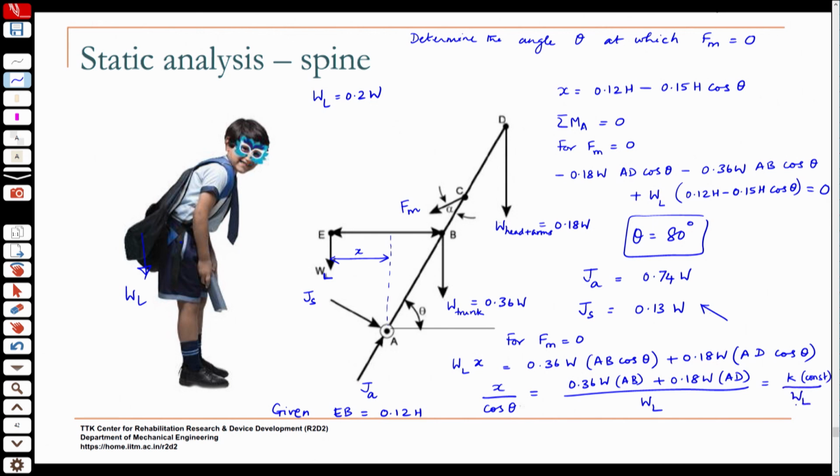So, if I want Fm to be equal to 0, and I increase the load in the backpack, what do I have to do? What happens to theta? Initially for WL equal to 0.2 times W, I found theta equal to 80. Now, if I increase the load, which way should theta go? Should I become more erect or do I bend more? I tend to bend more, my theta decreases, so that cos theta will increase. So when the load on your backpack increases, you tend to bend more. A simple analysis like this can tell you why that happens.